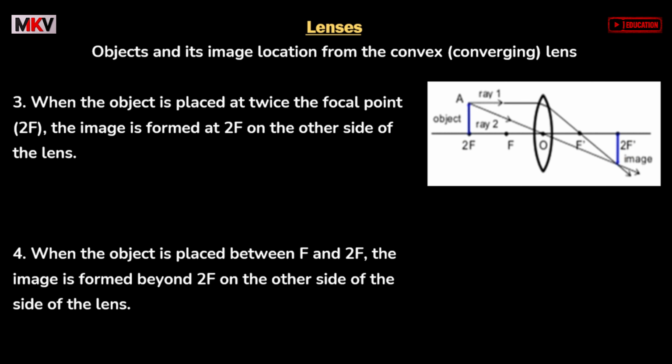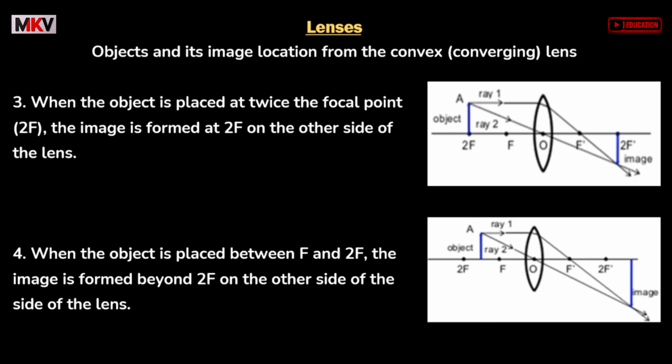The fourth one is when the object is placed between F and 2F, the image is formed beyond 2F on the other side of the lens. So when the object is between F and 2F, the image is formed far behind 2F on the other side. And the size of the image becomes greater than that of the object.